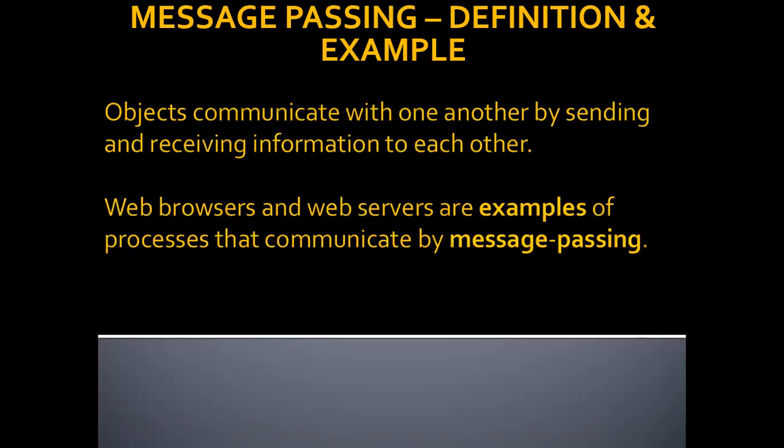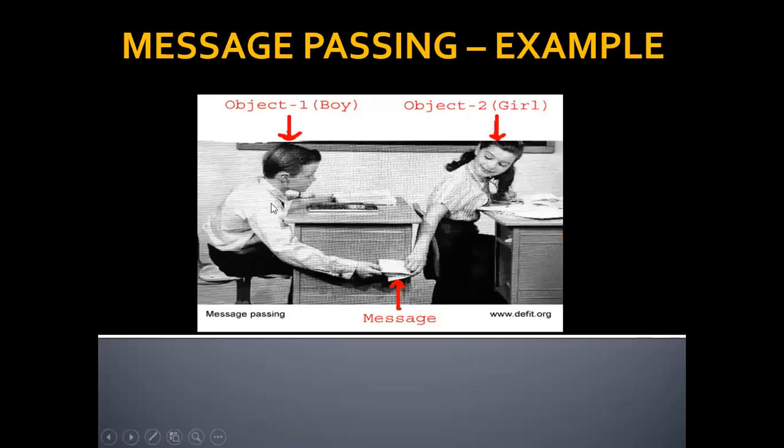Okay. Message passing. Normally objects communicate with other objects by sending and receiving information to each other. The best examples are web browsers and web servers, which are processes that communicate by message passing. Now look at this real-world example. Here, a boy is object one, and a girl is object two. The boy is giving a message with the help of a letter. This letter is called a message. So this object is passing a message to the other object.